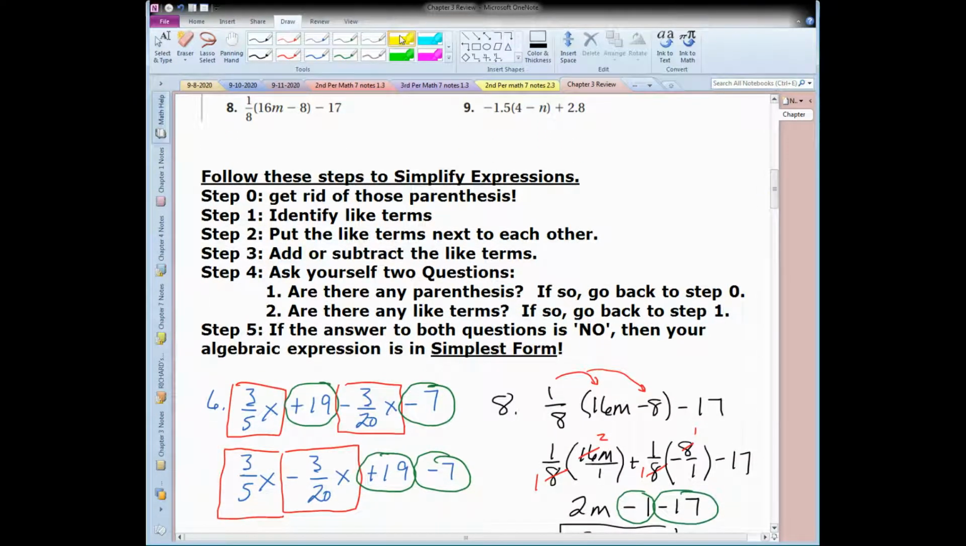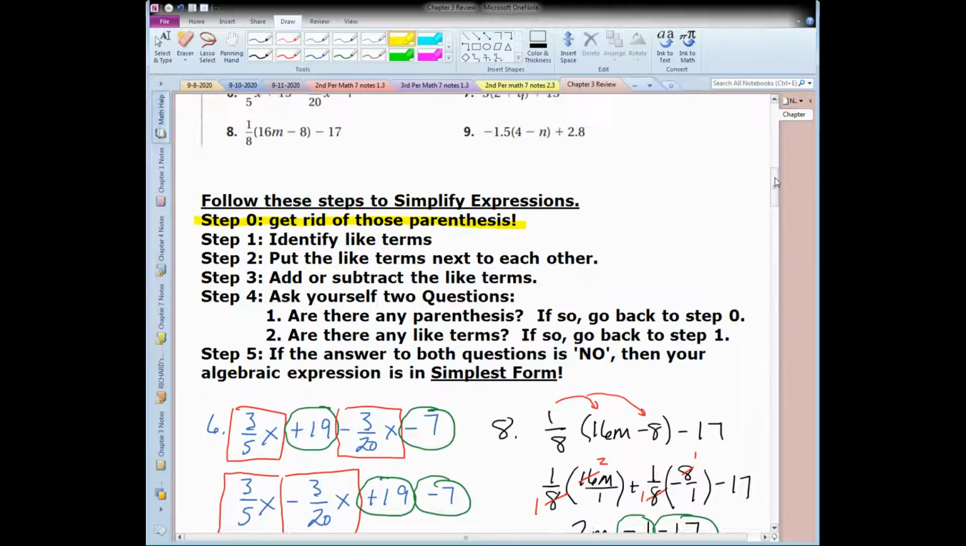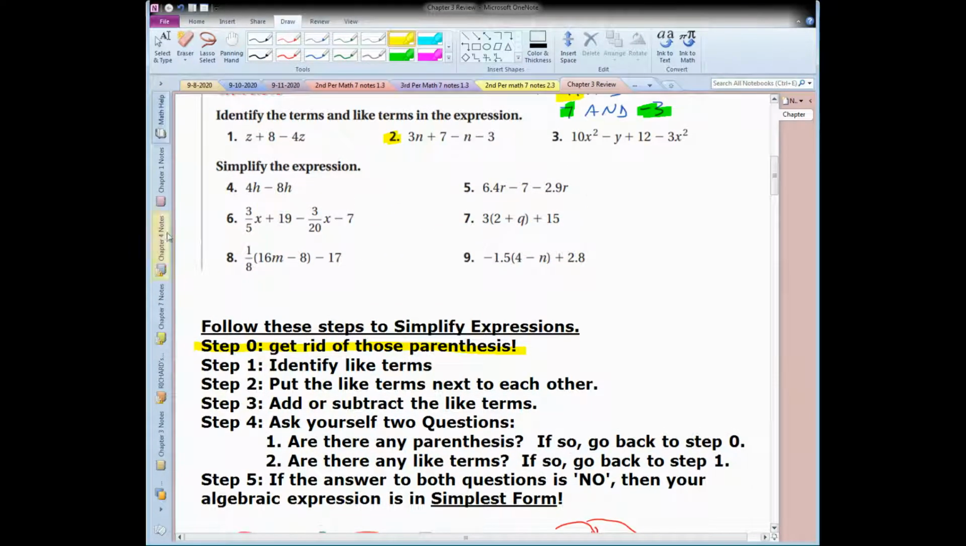Okay, step 0, get rid of the parentheses. So if you have like number 8, number 9, number 7, there's parentheses in those expressions. You need to get rid of them. And in all 3 of these problems, we can use the distributive property. So remember the distributive property, 1/8 times that, 1/8 times -8, 3 times 2, 3 times q. So I do an example down below, so we'll go through that.